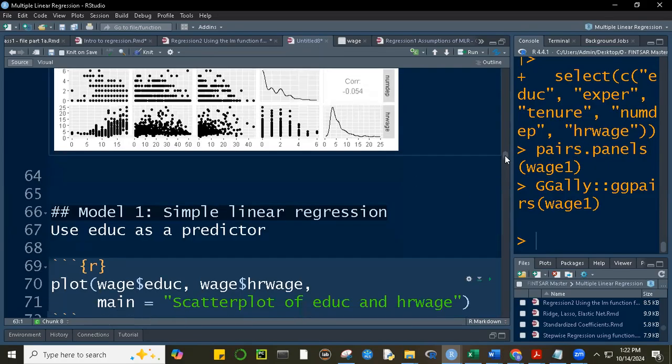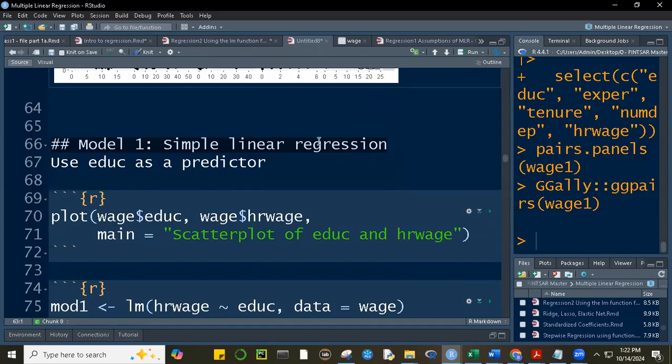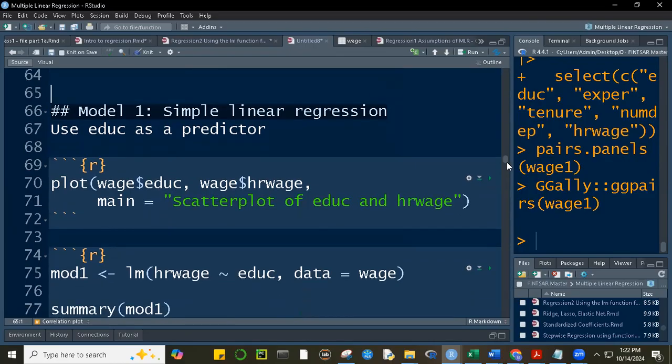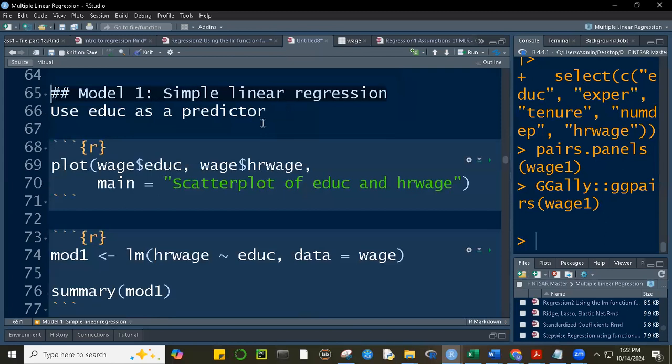Okay, so I'm not sure if I discussed this with you last time, but let me go through it again. First we'll have an example of simple linear regression. For simple linear regression, you only have one independent variable and, of course, one dependent variable. So you try to explain the relationship between your one independent variable and your dependent variable.